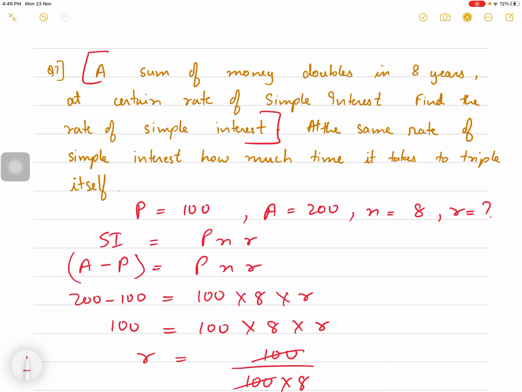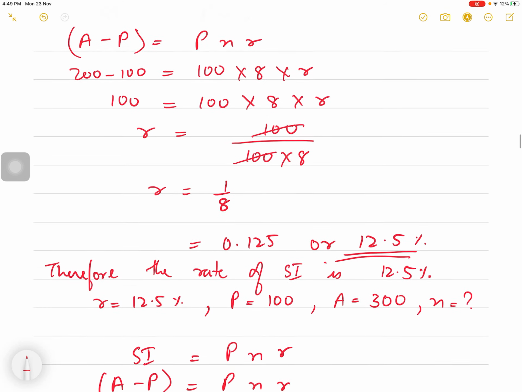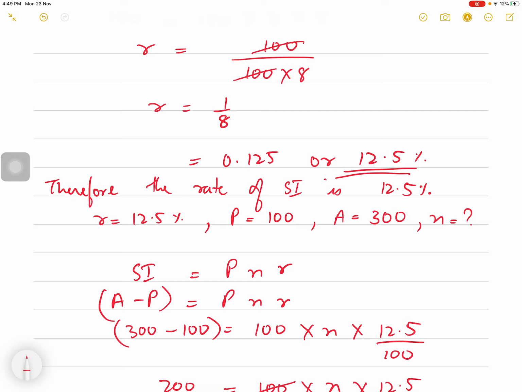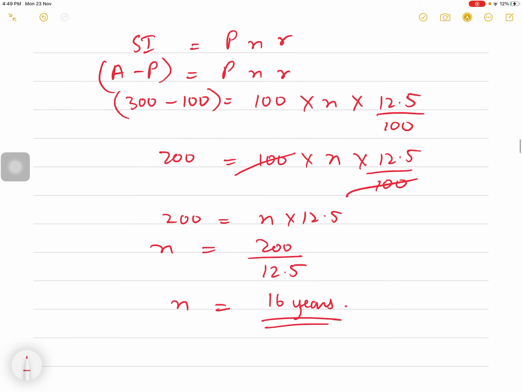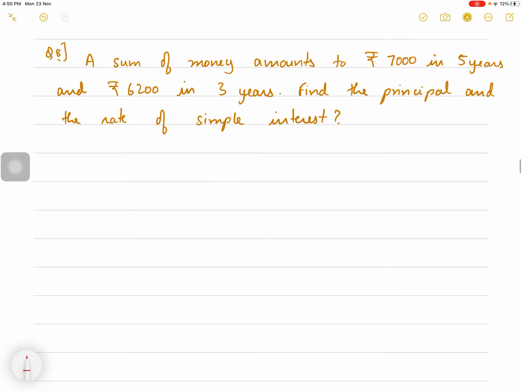Let's solve the next problem. A sum of money amounts to rupees 7,000 in 5 years and 6,200 in 3 years. Find the principal and the rate of simple interest.